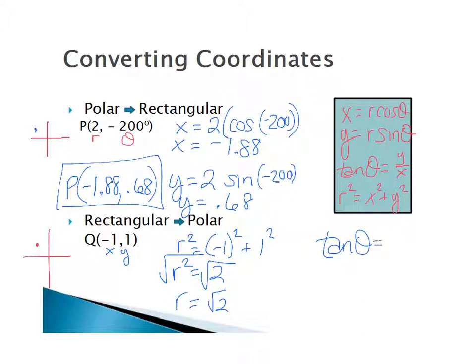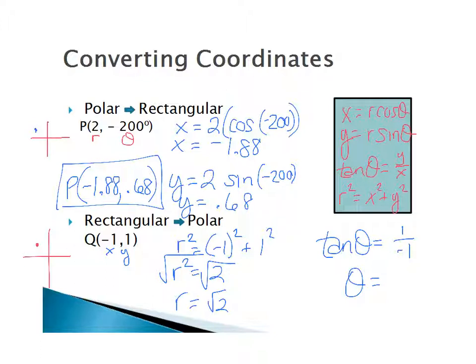Tangent of theta is going to be y over x. The y is 1, the x is negative 1. I'm going to do inverse tangent, negative 1. Now since we're in degree mode, you're going to get a nice answer, but I'd like for you to not have to even use your calculator on that. Do you know when is tangent negative 1?